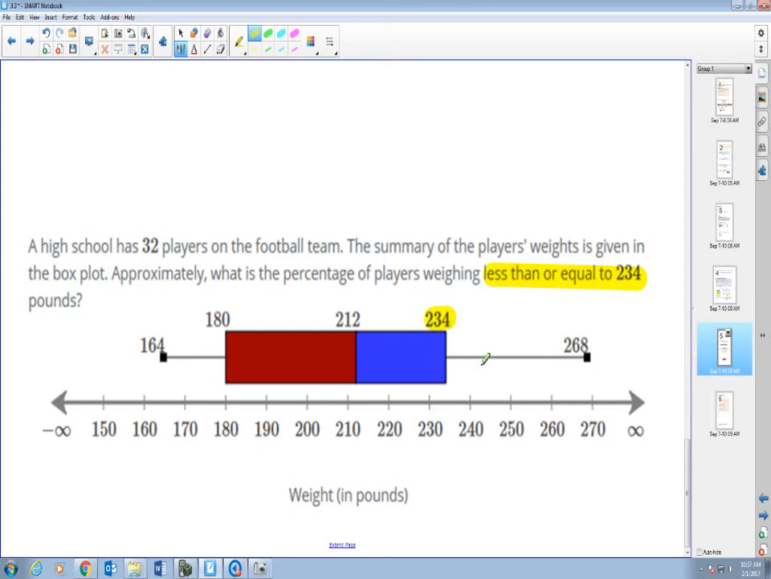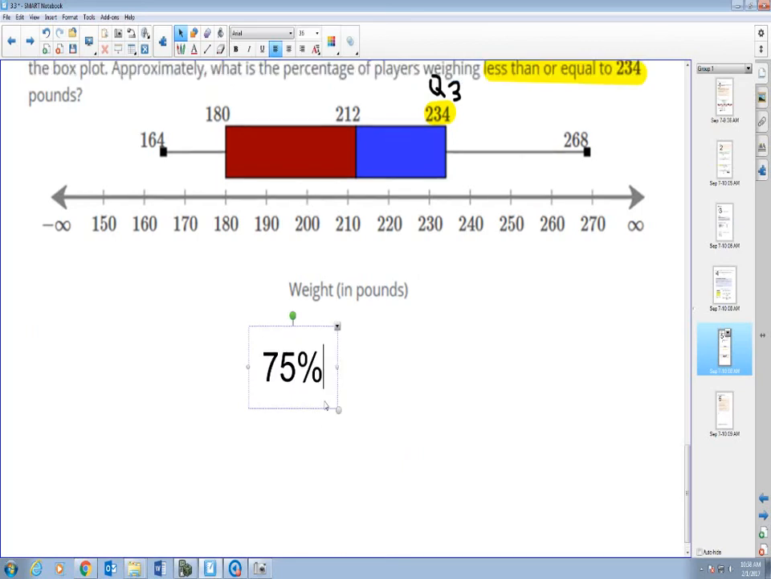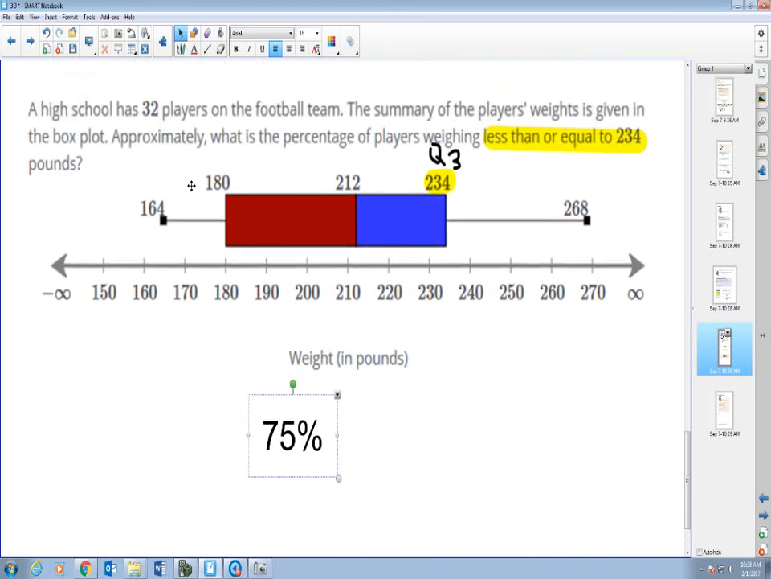234 is right here, and that number is your Q3. So how many players weigh less than or equal to 234? That's referring to everybody before the third quartile. Before the third quartile, the percentage has to be 75%. The third quartile is where the division of the 75% is. So everybody before here is 75% of the data. Okay.